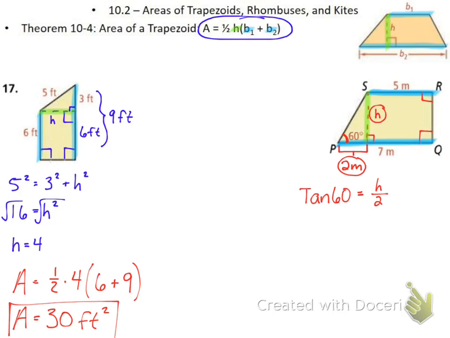So when I solve, I always multiply both sides by whatever's on the bottom. So I multiply both sides by 2. So 2 times the tangent of 60 gives me 3.46.